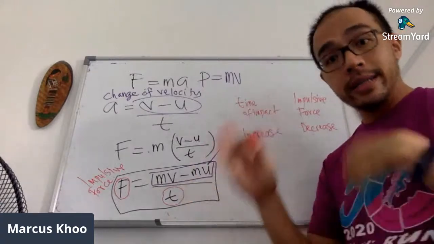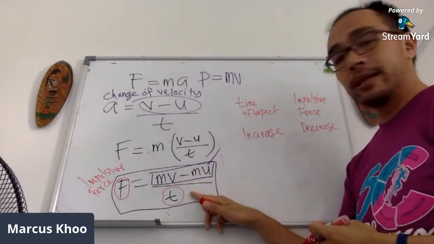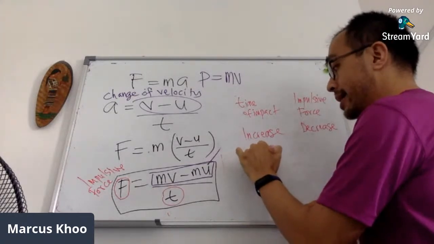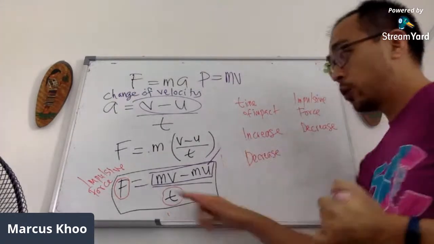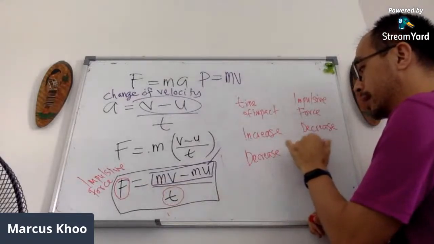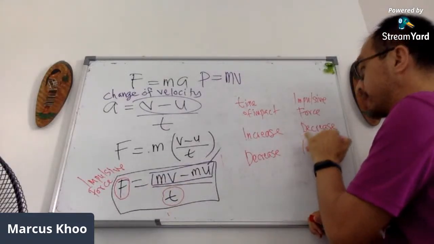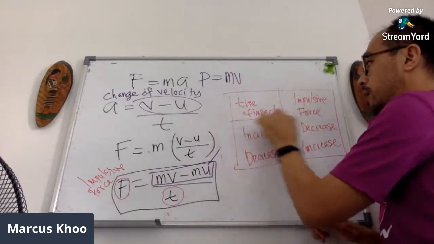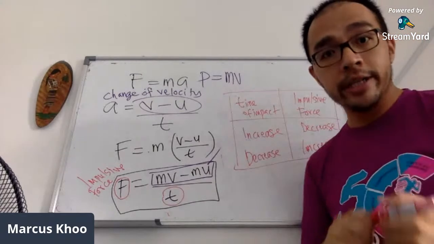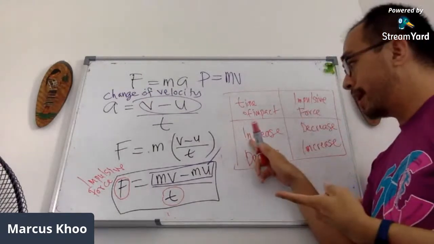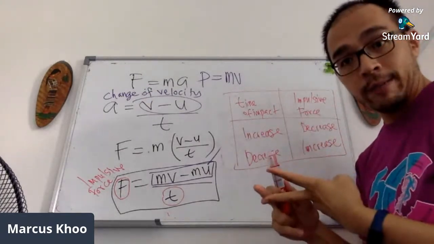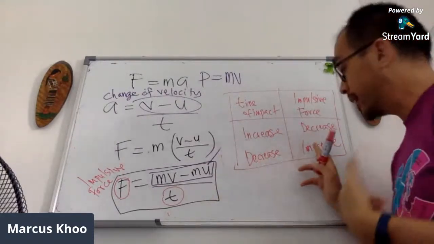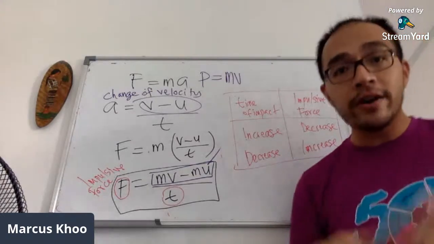And the other way around works true. When we make this number smaller, when the time of impact decreases, we find that the impulsive force will increase. And this is the relationship that we are going to talk about. If you remember how to write the relationship, the bigger the time of impact, the smaller the impulsive force. Or the other way, the smaller the time of impact, the bigger the impulsive force. And this is very easily shown now.